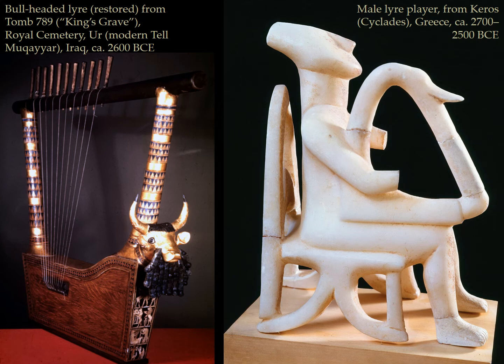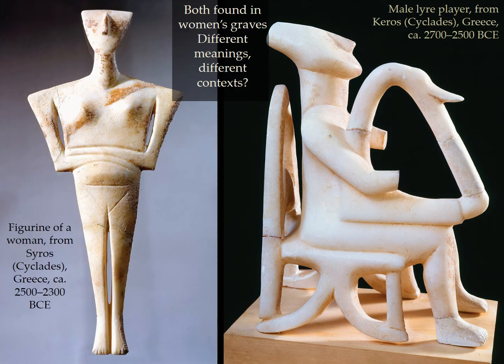But we still do not know exactly the function of this or the other Cycladic sculptures because unlike ancient Sumeria and the bull-headed lyre seen to the left, we have not decoded or understood the writing of these early Aegean cultures yet. So both of these are in fact going to be found in women's graves, but they obviously have different meanings. Now, the context is also significant. Obviously, they cannot both represent the deceased because one is male and one is female. So we must look to other cultures to understand what they could have been suggesting by putting these figures in the ground with the deceased.